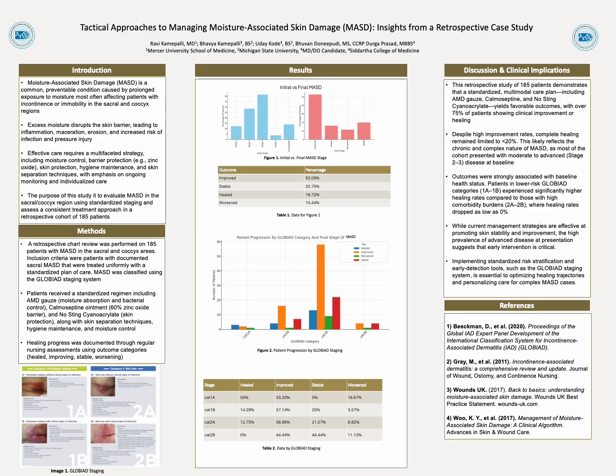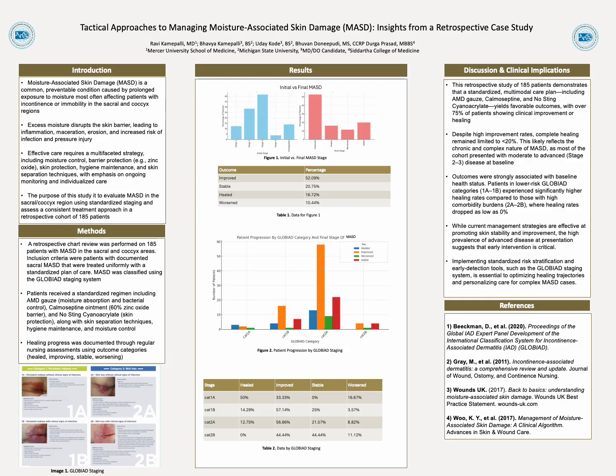Over 75% of patients achieved a favorable outcome, with the exact breakdown as stated in Table 1: 52.1% of the cohort showed clinical improvement and 16.72% reached complete healing. However, the most compelling findings emerged when we analyzed the data by GLOBE-EAD category in Figure 2.